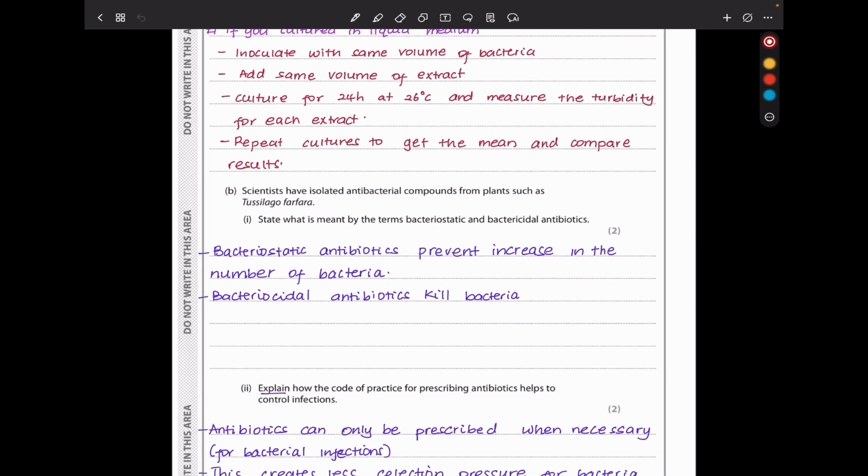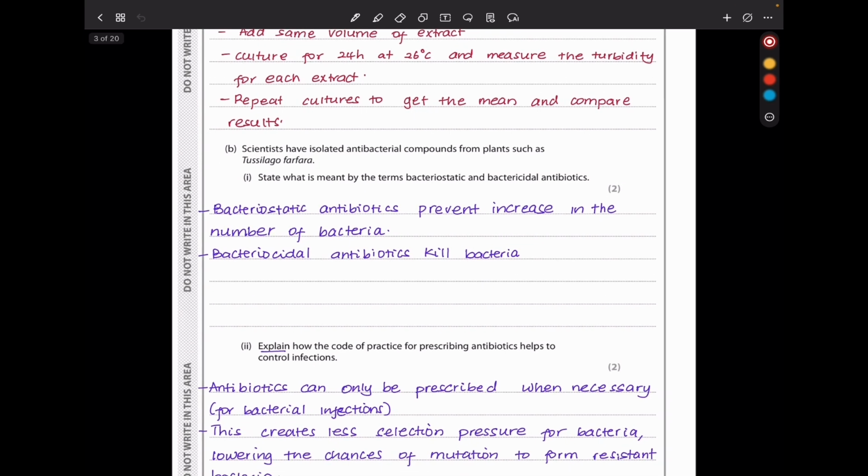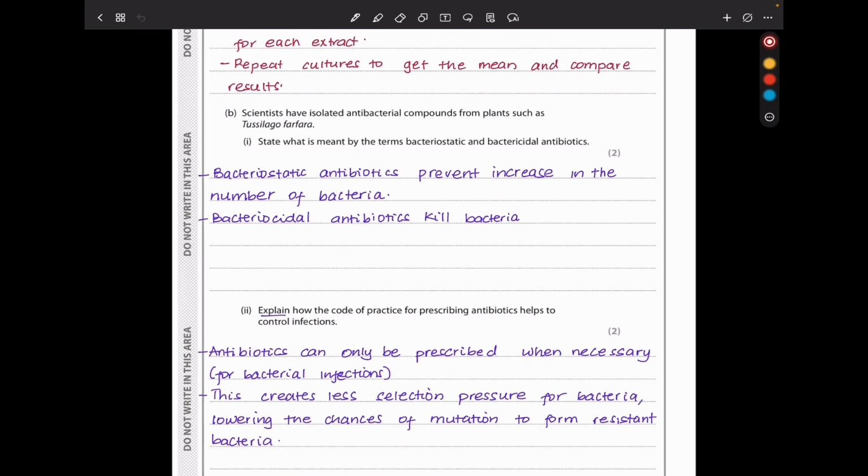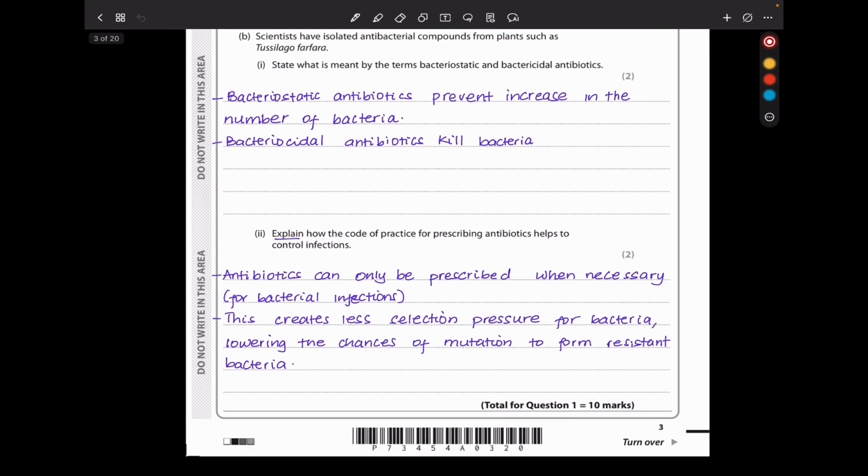In part B, scientists have isolated antibacterial compounds from plants such as Tussilago farfara. State what is meant by the terms bacteriostatic and bactericidal antibiotics. Bacteriostatic antibiotics prevent an increase in the number of bacteria, and bactericidal antibiotics of course kill the bacteria.